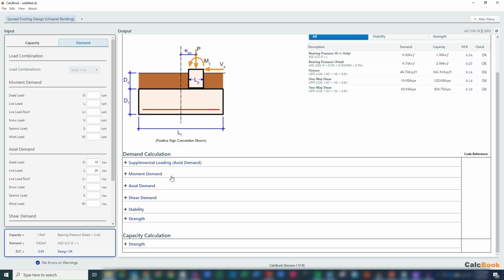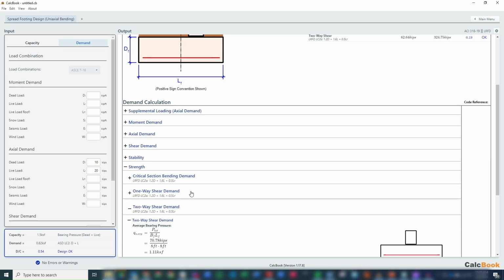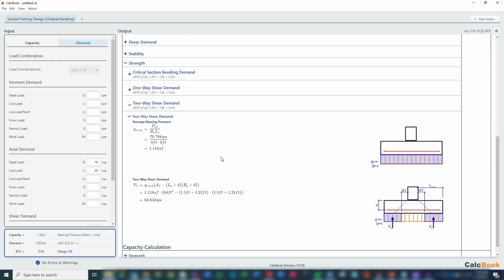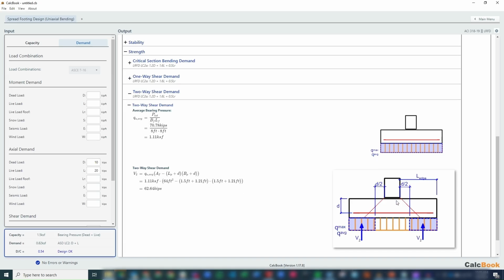First, let's take a look at our demand. If we go down to our strength demands and go to our two-way shear demand, we can see we have a controlling load combo of 1.2 dead plus 1.6 live, which makes sense because those are the only two items that we've entered. What we need to do is calculate the bearing pressure utilizing our LRFD load combinations. So we get our bearing pressure based on LRFD load combinations, and then we use that to determine the force on that critical perimeter, which we'll get into in a second. So we figure out our two-way shear demand of 62.64 kips.